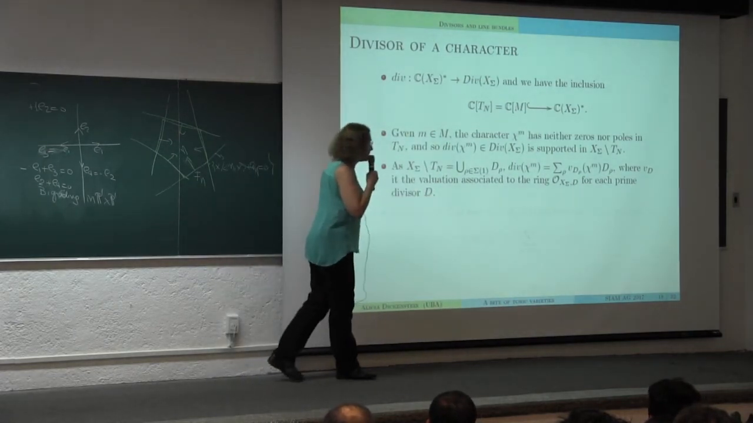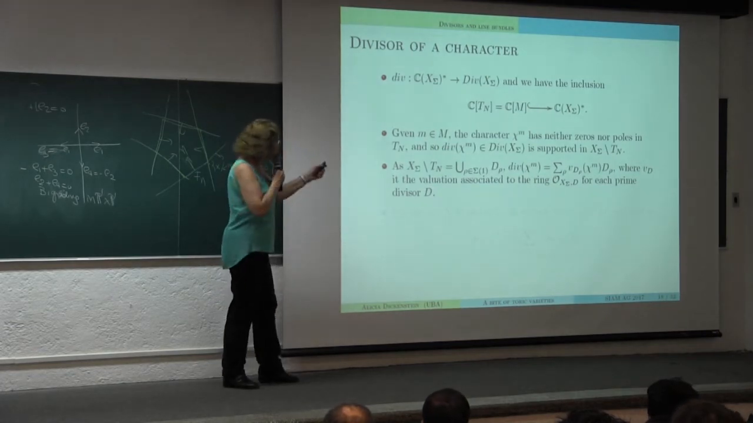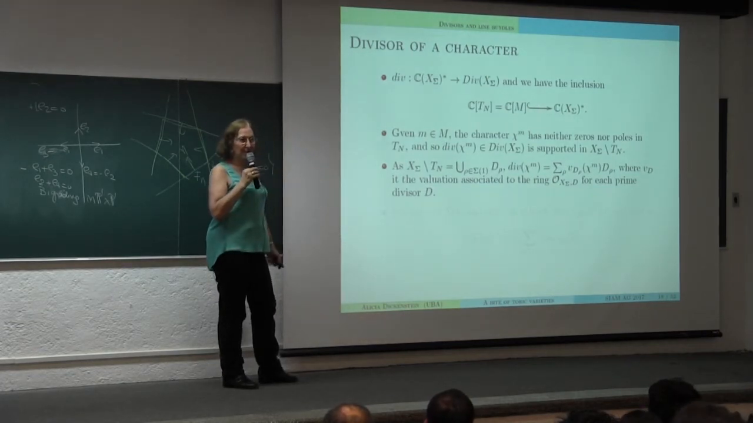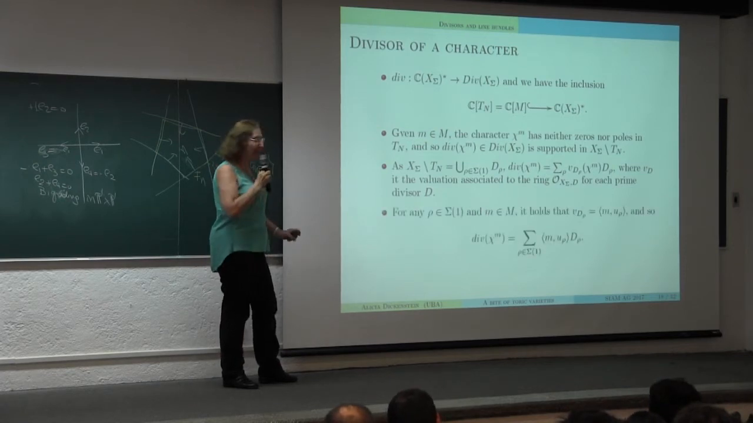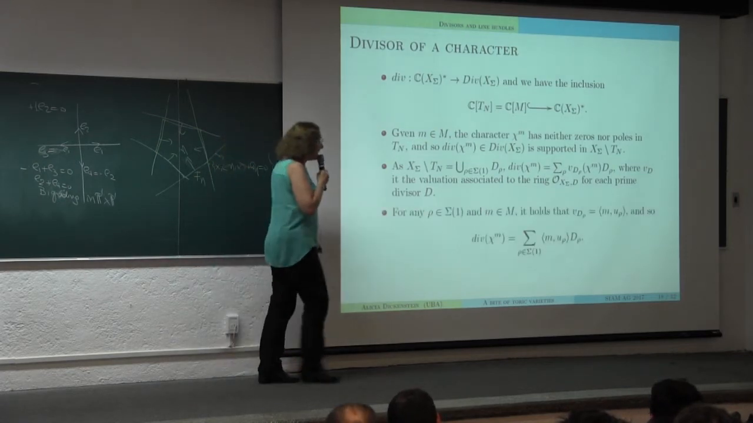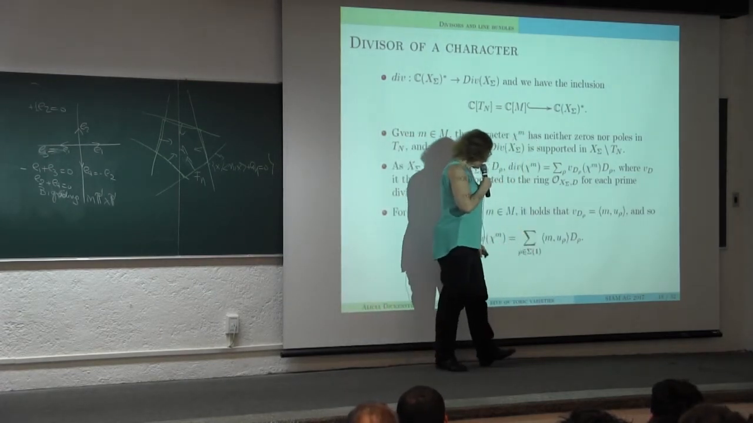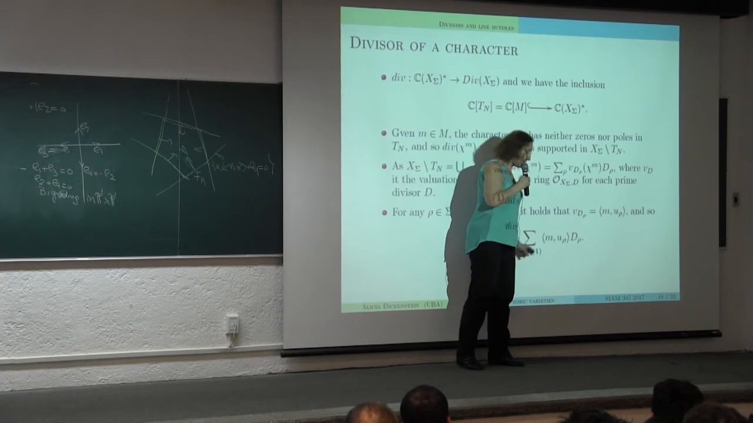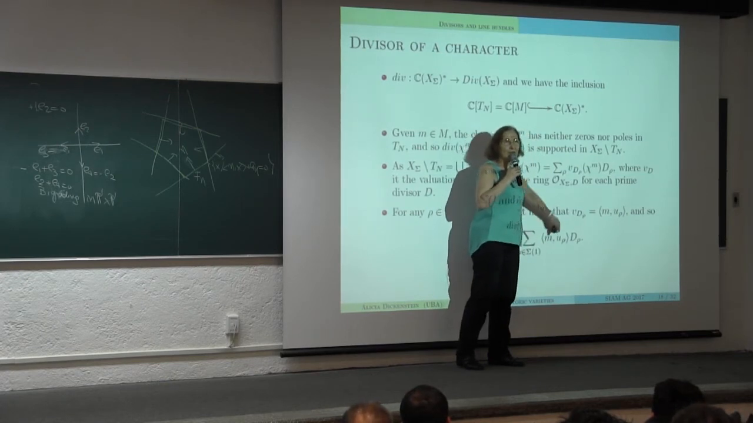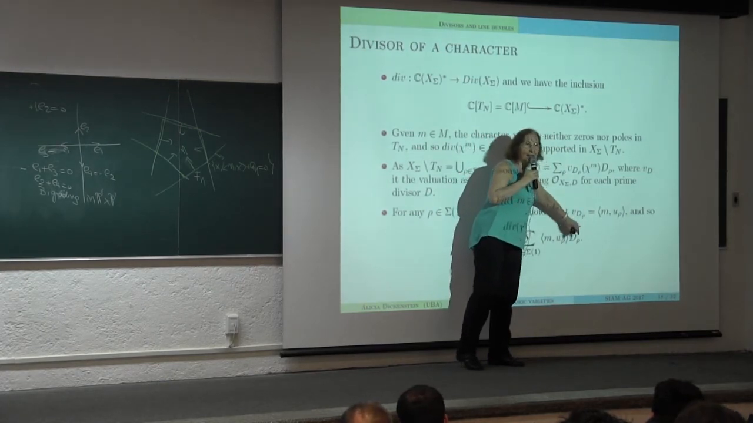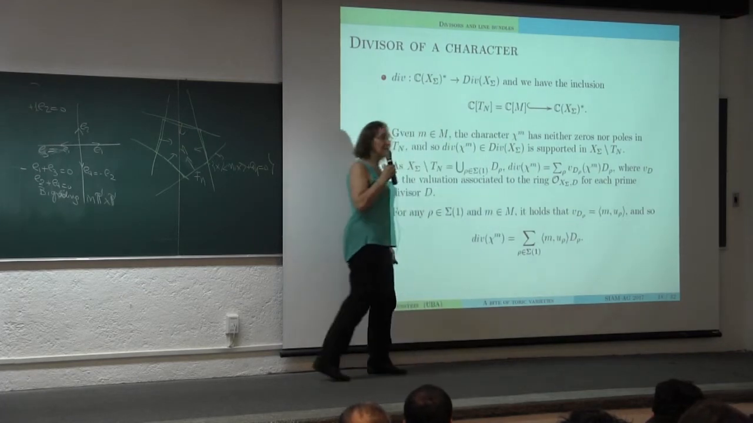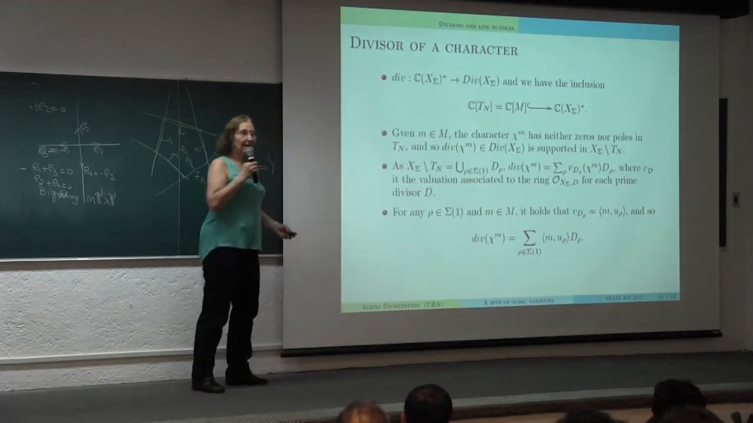It is the evaluation associated to this ring, but I will not go into that. Maybe Mark Spivakovsky talked about evaluations, but in this case it's very concrete. The divisor that we get is just the inner product of m with each of the generators of the rays. This is the coefficient of this invariant divisor D rho. So this is the divisor of a character.